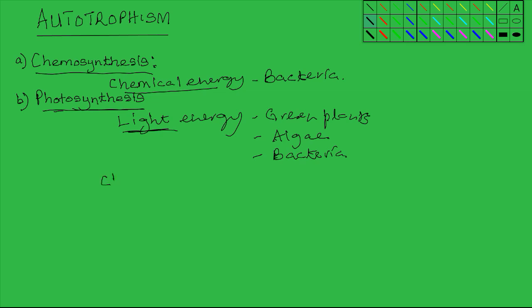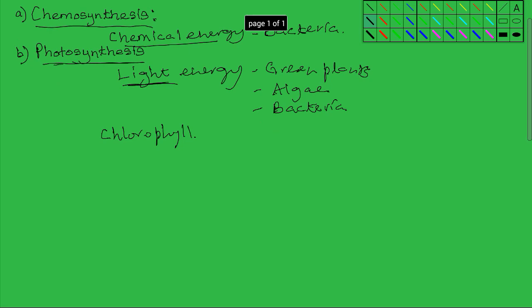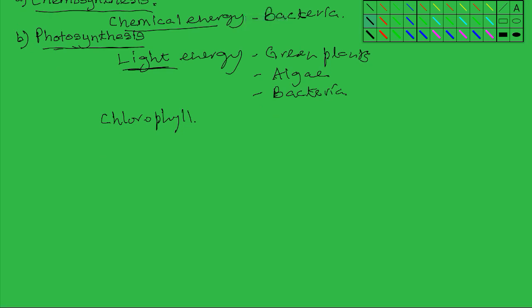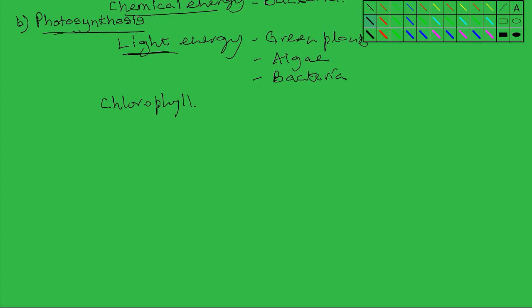Now, the first one is that through this process, complex organic substances are formed and which act as food. So it's a source of food to living organisms, both to the photosynthetic organisms and the other living organisms that depend on it. The second important point for photosynthesis is that it enables the removal of carbon dioxide.